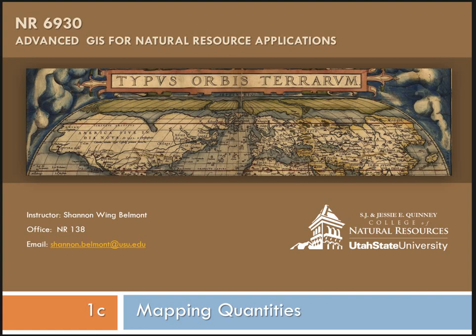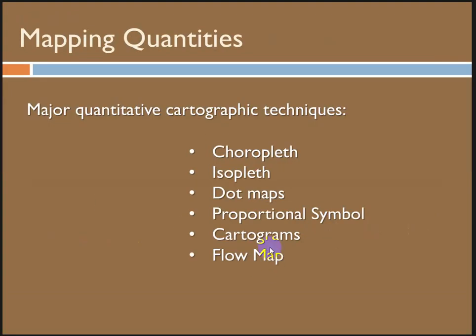Okay, hi everybody. We're moving on to part C, and we're talking about mapping quantities and the different maps that we can create with different quantities. So let's dig in. The first thing I just want to talk about is the roadmap. These are the different cartographic techniques we're going to talk about.